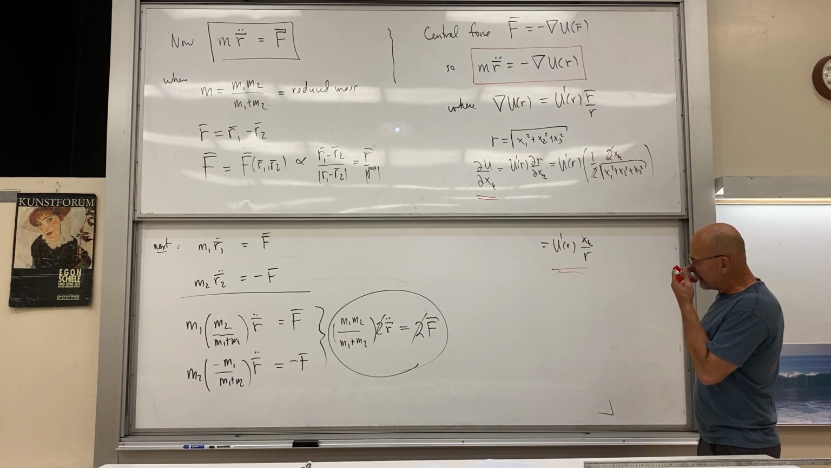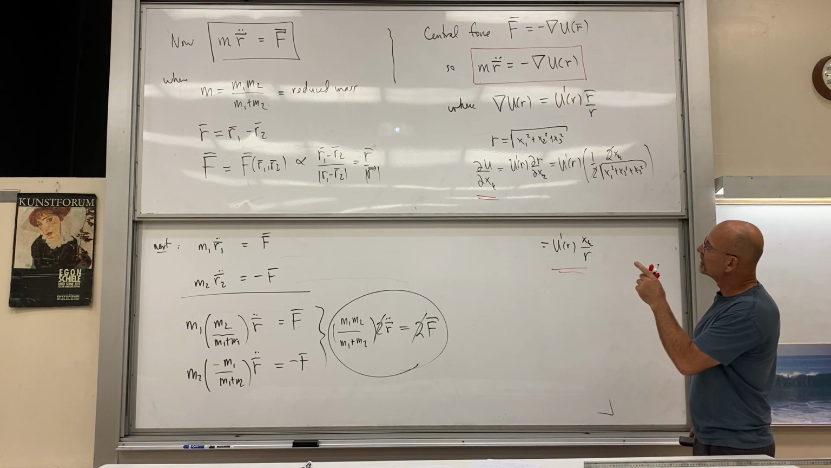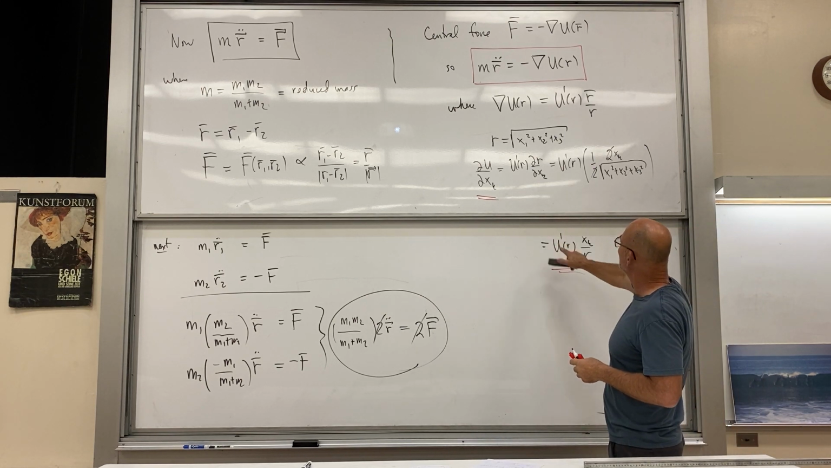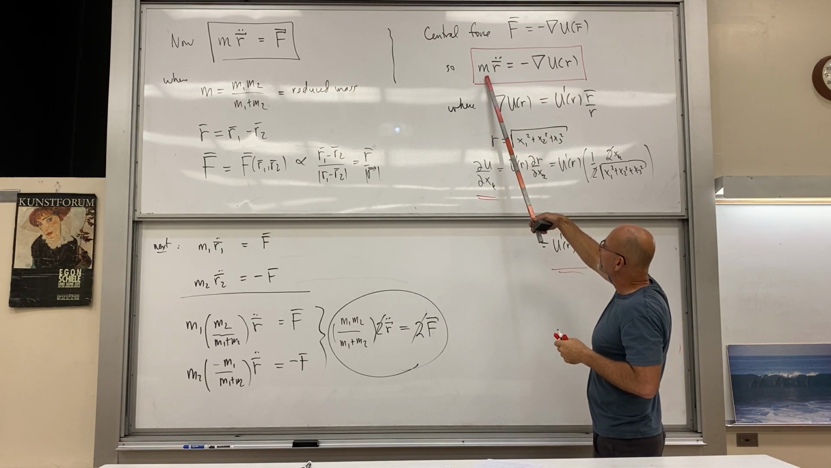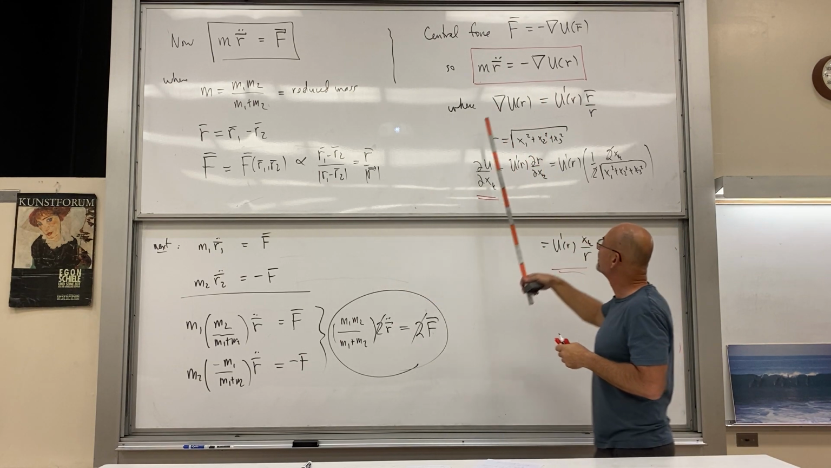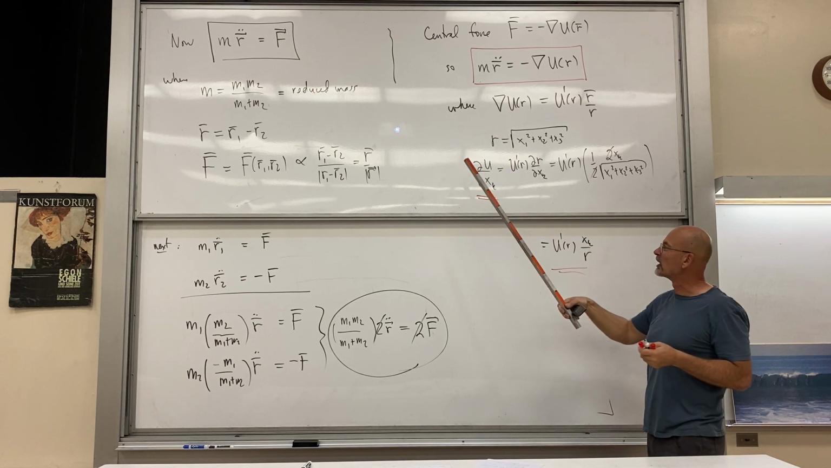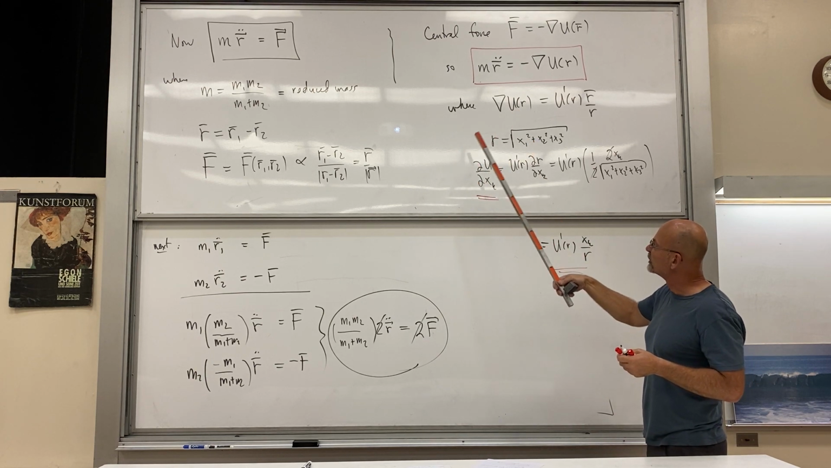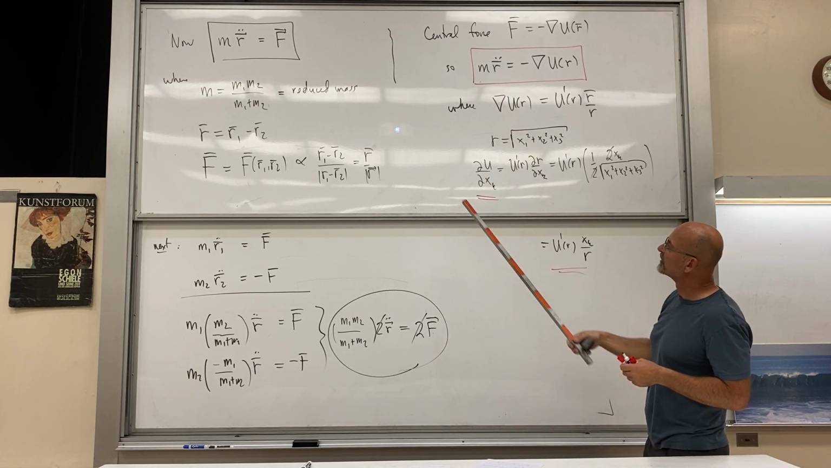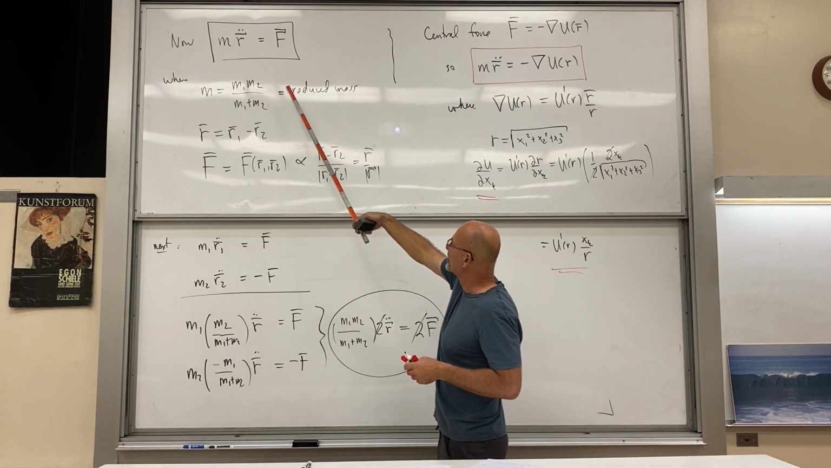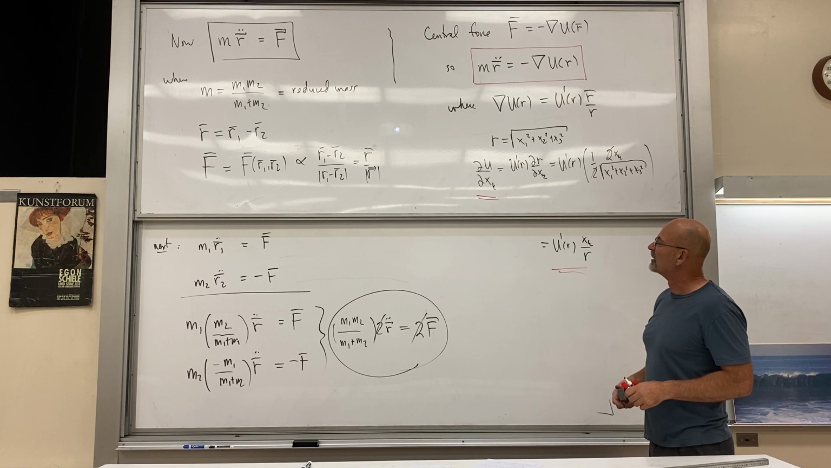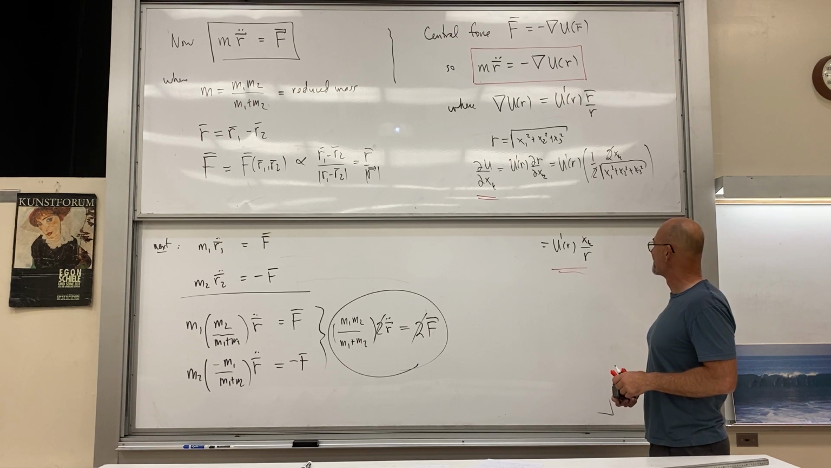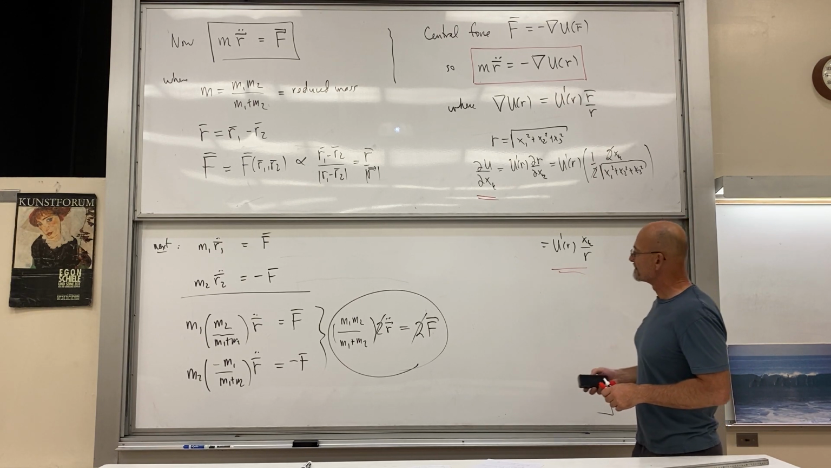Okay, so we have that reduction to a one body problem. Remember, this is the reduced mass for a two body problem. It could be just the mass for a central force problem in general, but for a two body problem, it's that reduced mass right there. Product divided by sum.